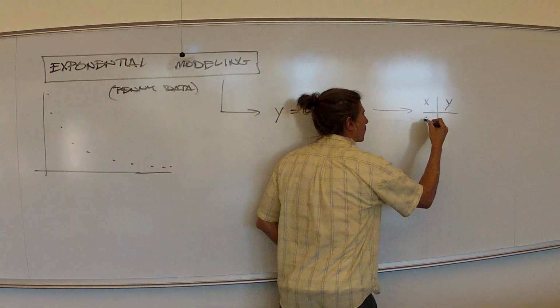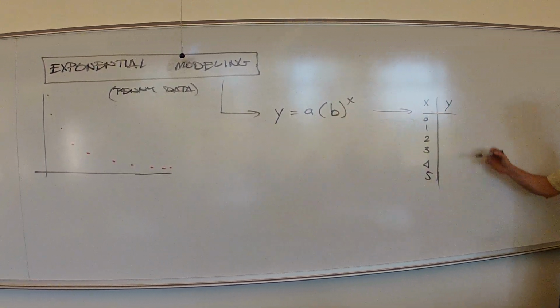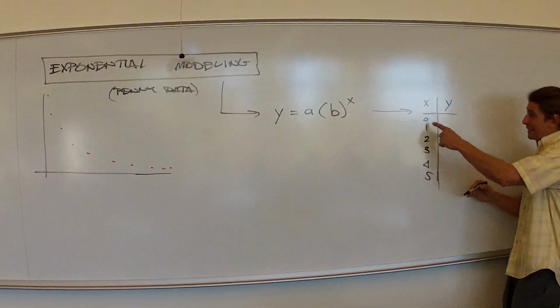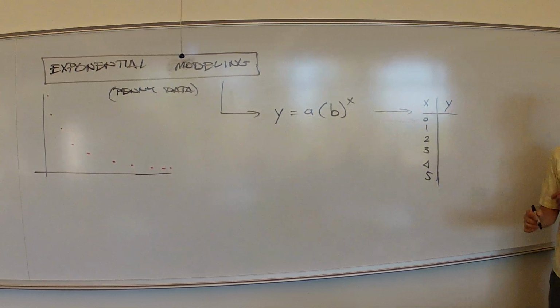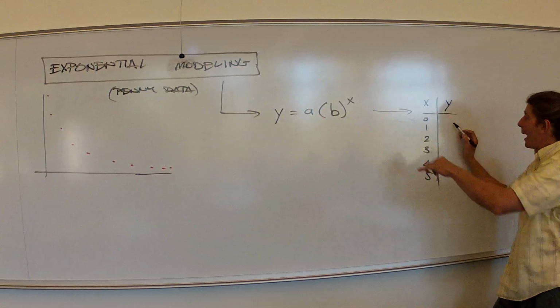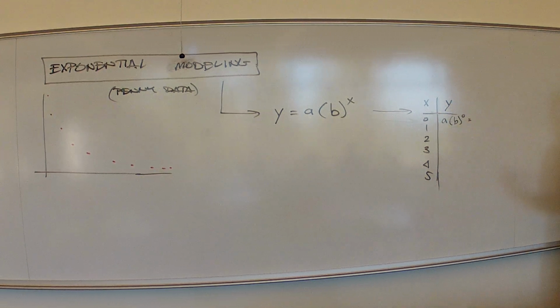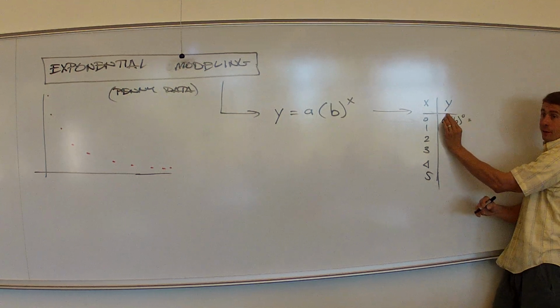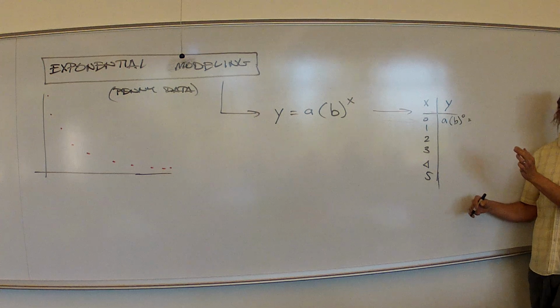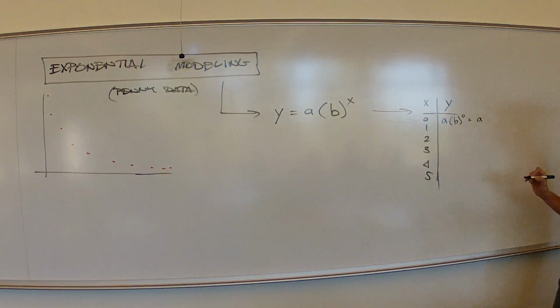So as we let x go from 0 to 1 to 2 to 3 to 4 to 5, the y values are going to be found by sticking these values into that relationship up there. Let's put our table down there. So if x is 0, the y is going to be a times b to the 0 power. What's that going to equal? This is going to equal 1 times a. So it's going to be a, isn't it? Whatever a is, it's going to be that value a.